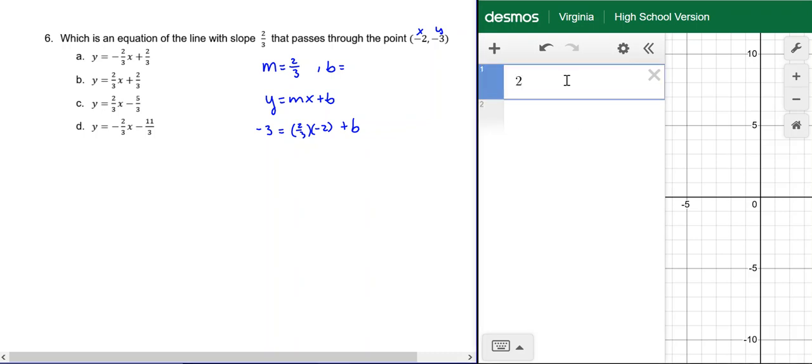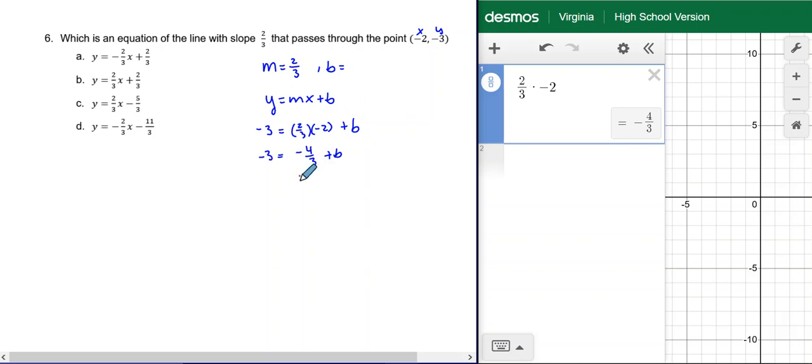So 2 over 3, let me just put that part in Desmos, times, numbers are being multiplied, times -2. And then go ahead and turn it back into fraction. So this part right here is -4 over 3. I'm just going to bring everything down. And then we can go ahead and just move this over. Add 4 over 3 on both sides. Okay, so that crosses out.